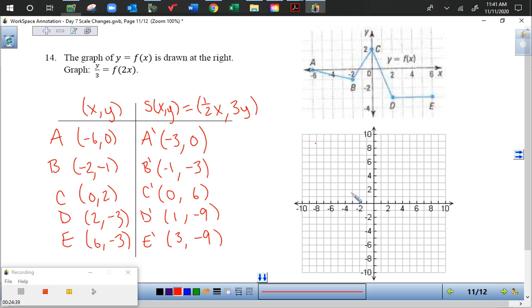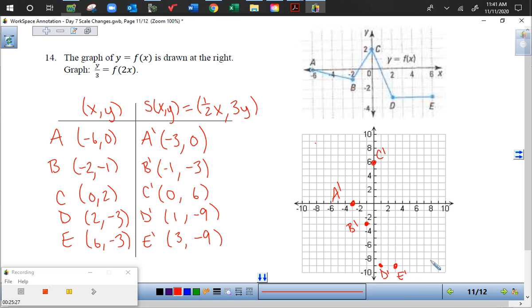So starting out, -3, 0 gets an A prime. Then -1, -3 is B prime. 0, 6 is C prime. 1, -9, D prime. And 3, -9, E prime.